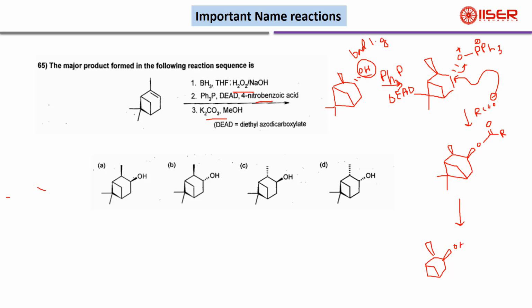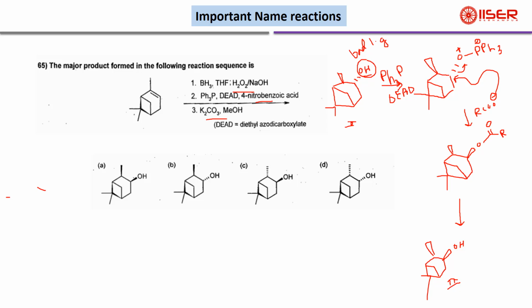So see, what is the difference between this one and this one? What is the difference between 1 and 2? Just the stereochemistry of this OH group. Here the OH group is below the plane, but here the OH group is above the plane.